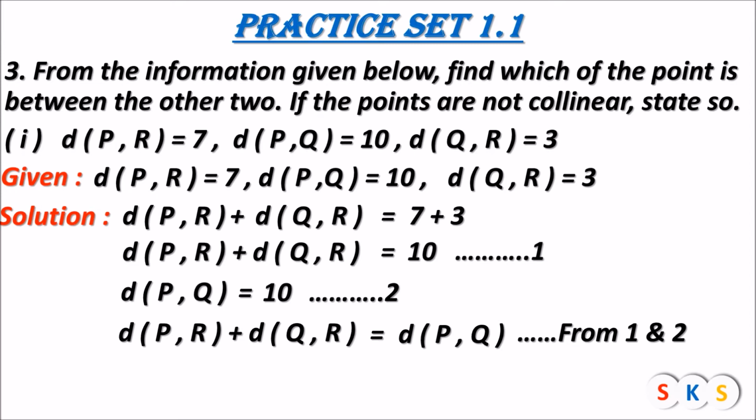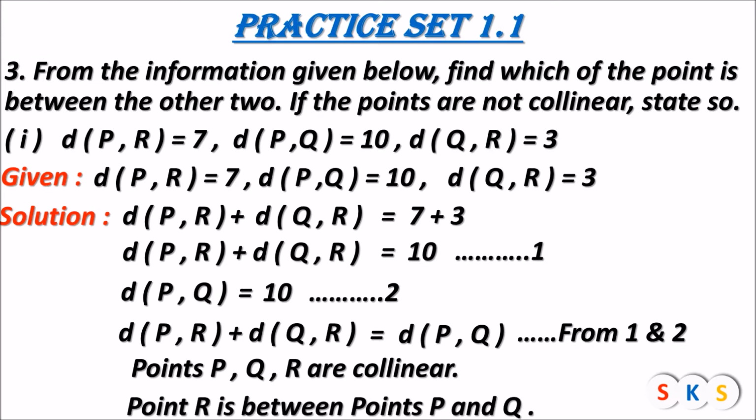And if the sum of two distances is equal to the greater one, then we can say that the points are collinear. So here points P, Q and R are collinear, and here R is between points P and Q. Let's see how to know which point lies between the other two if they are collinear. Look at whether these two smaller distances, that is PR and QR, contain a common letter R, right? Common letter R. Therefore, R is between P and Q.